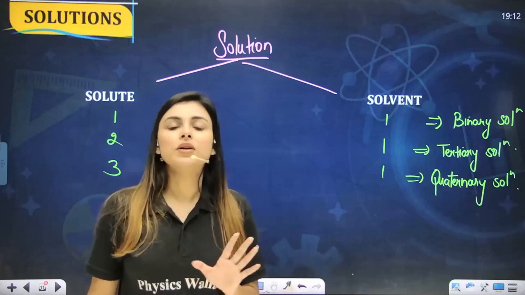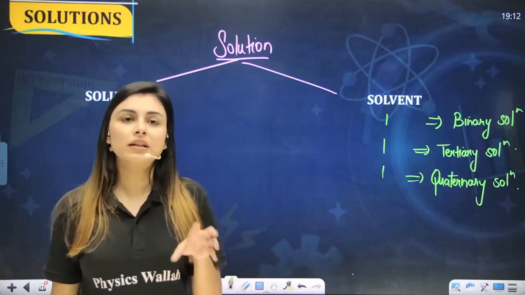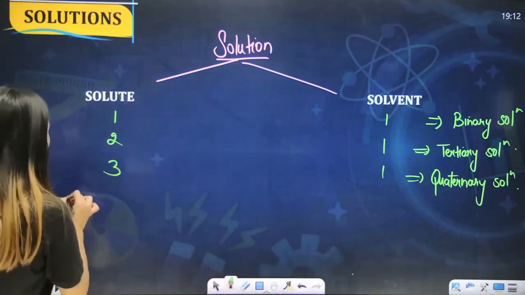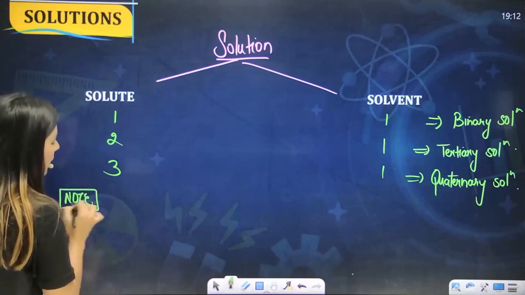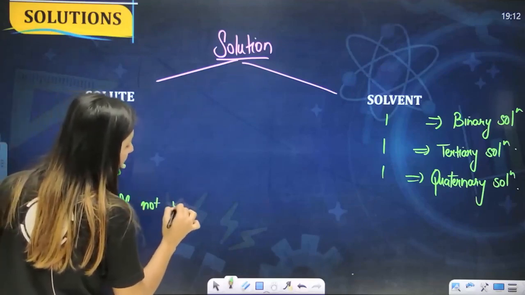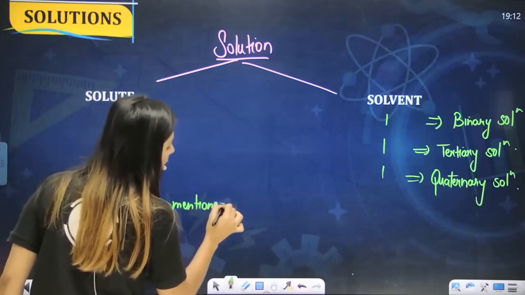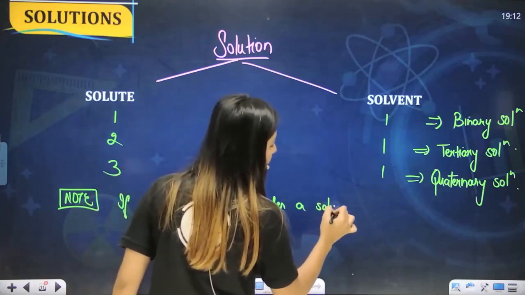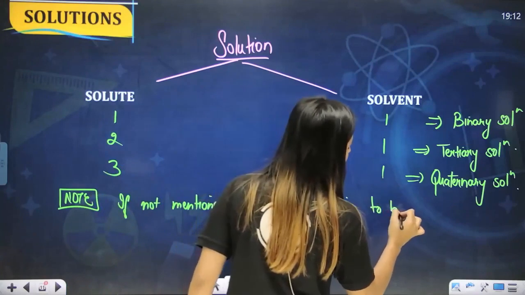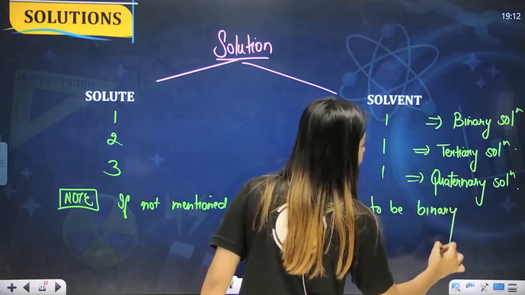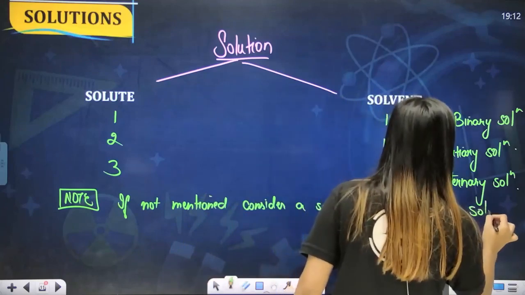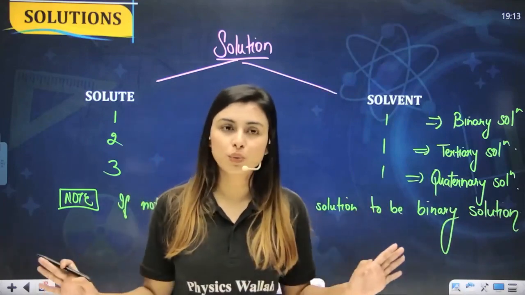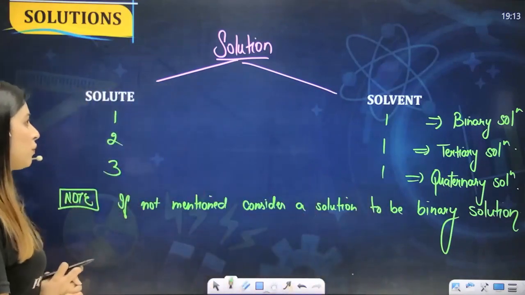Now, if in a question it is not mentioned which type of solution it is, you will consider it as a binary solution. So you can write here: if not mentioned, consider a solution to be binary. The solution would be a binary solution until and unless it is mentioned. I hope this is clear. There is no issue with that. Perfect. You can write it and then we'll move forward.